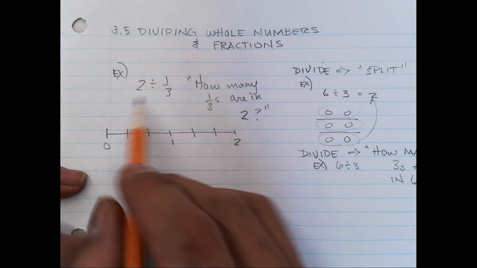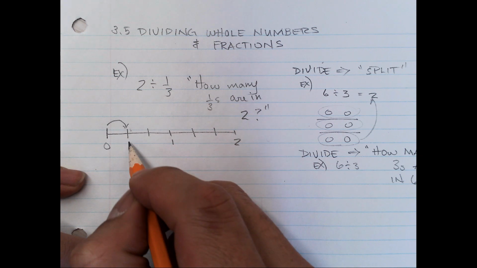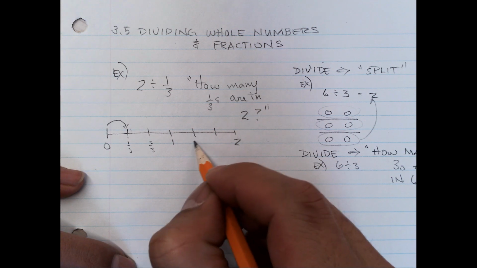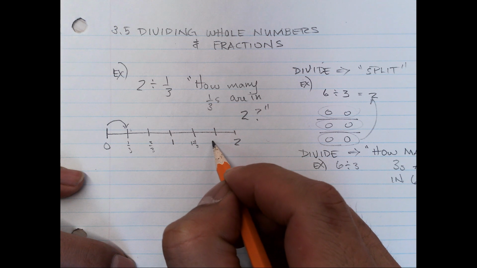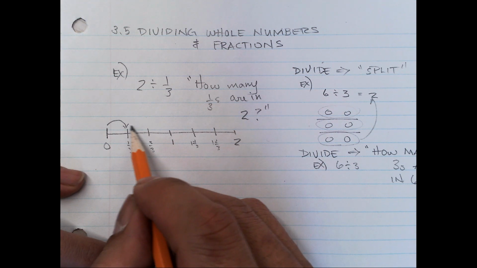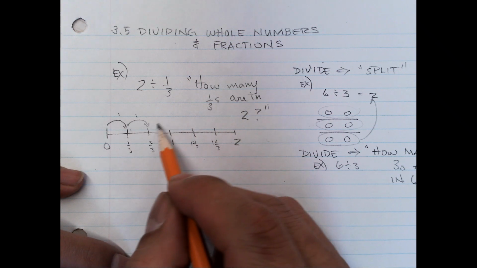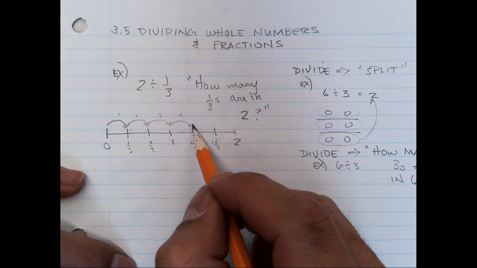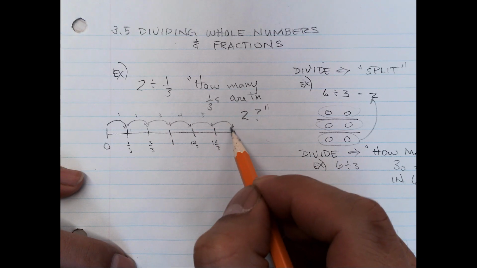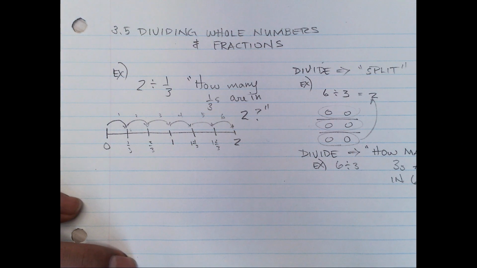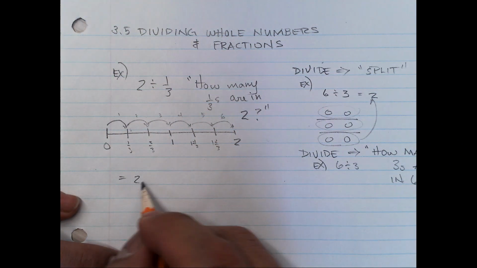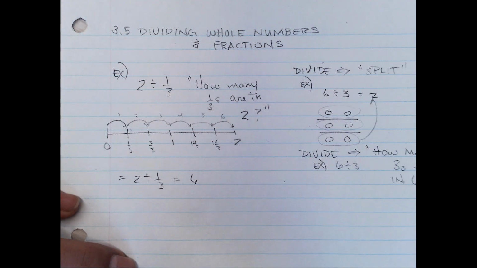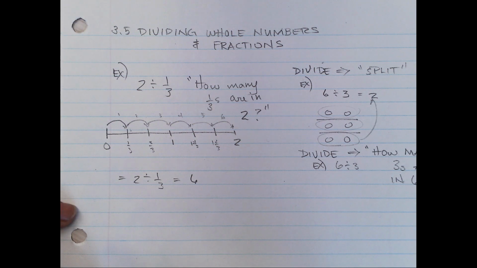Well, this is 2, and now we're just going to count 1/3s. This is 1/3. There's also 1/3, in this case 1 1/3, 1 2/3. So here's a 1/3. This is also 1/3, so that's 2. Another 1/3, that's 3. Another 1/3, that's 4. Another 1/3, and that's 5. And another 1/3 will give us 6. So how many 1/3s are there in 2? There are 6.